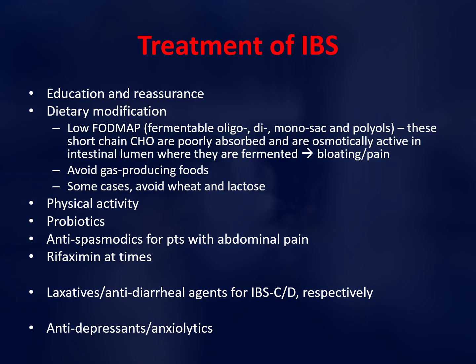FODMAP are fermentable oligosaccharide, disaccharide, monosaccharide, and polyols. These are short-chain carbohydrates that are poorly absorbed and are osmotically active in the intestinal lumen, where they are fermented, causing bloating and pain in patients with IBS and visceral hypersensitivity. So we should advise them to stick to low FODMAP diet. Also, they can avoid gas-producing foods, and in some cases, we can advise on avoiding wheat and lactose.